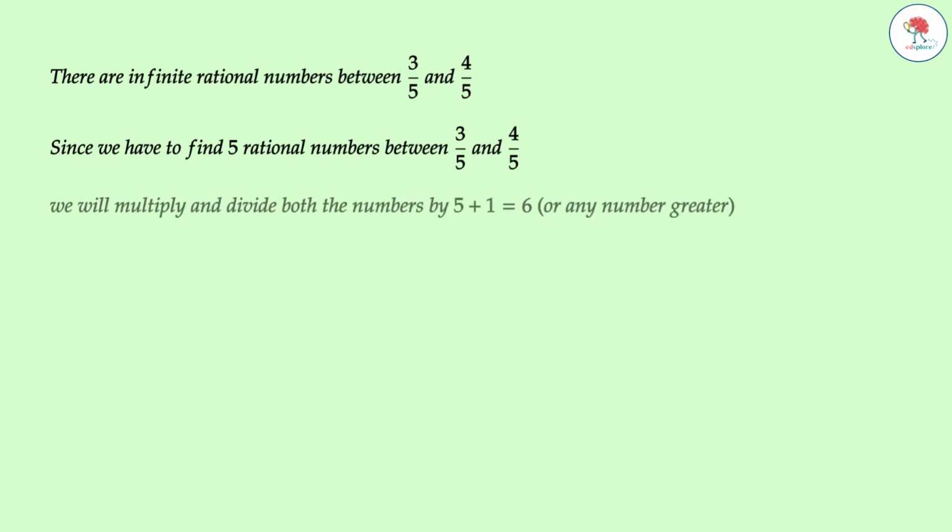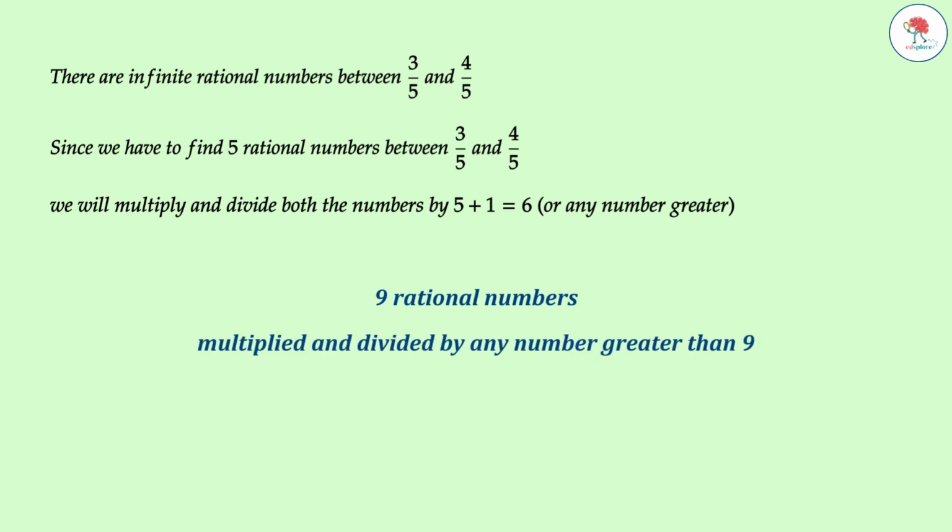To do that, we'll start by multiplying and dividing both fractions by 6. In this case, we can choose any number larger than 5 because we want to find at least 5 rational numbers. If we were to find 9 rational numbers, we would have multiplied and divided by any number greater than 9. This won't change the value of the fraction, but will help us find the numbers in between.